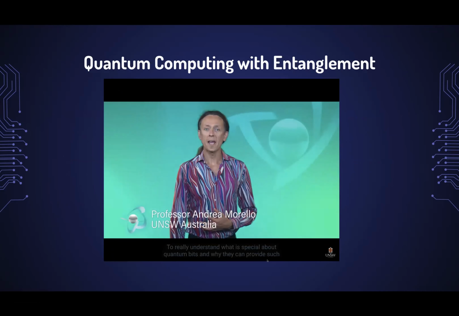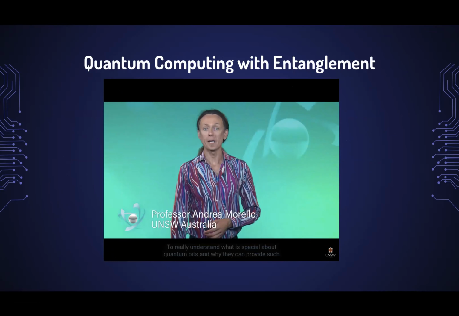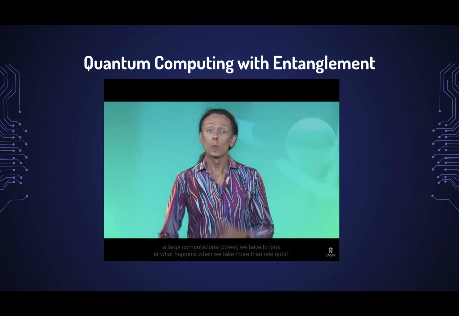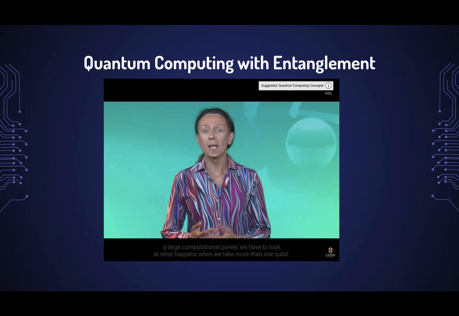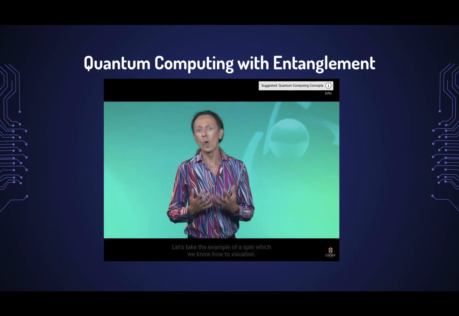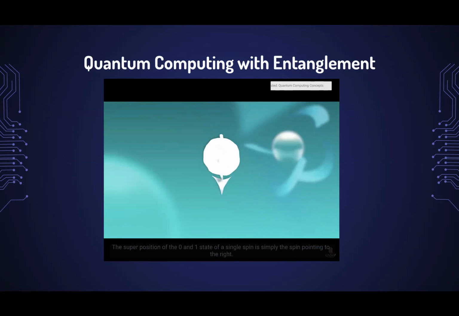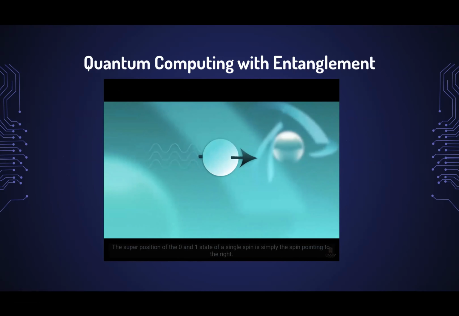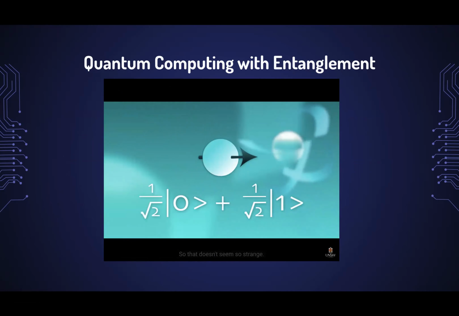To really understand what is special about quantum bits and why they can provide such a large computational power, we need to look at what happens when we take more than one qubit. Let's take the example of a spin, which we know how to visualize. The superposition of the 0 and 1 state of a single spin is simply the spin pointing to the right. So that doesn't seem so strange.